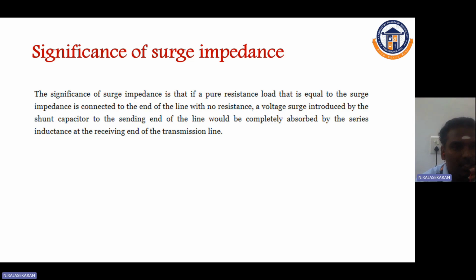So we have a transmission line, and the transmission line has inductance and capacitance. When we apply the voltage, there is a possibility of surge in the system. That surge from the sending end is completely absorbed by the series inductance present at the receiving end of the transmission line. Whenever a voltage surge is presented, it is absorbed by the receiving end inductance or inductive reactance. So that is very important.